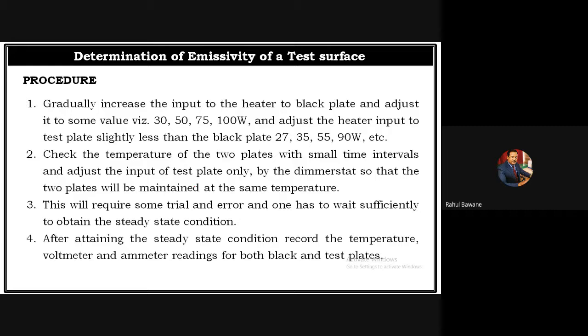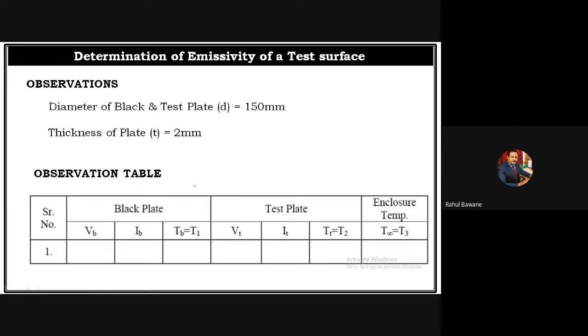Next, the procedure. As I said, what is our procedure? And this is our observation table. The diameter of both plates, black plate and test plate, is 150, and the thickness is 2. In the observation table, we note down only one reading, when we obtain the black plate temperature T1 and test plate temperature T2 the same. At that time we note down the readings: the voltage for the black plate, current for the black plate, test plate voltage and current, and at the same time the enclosure temperature.